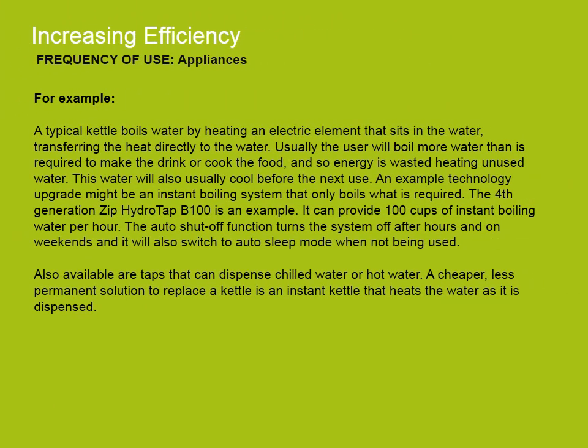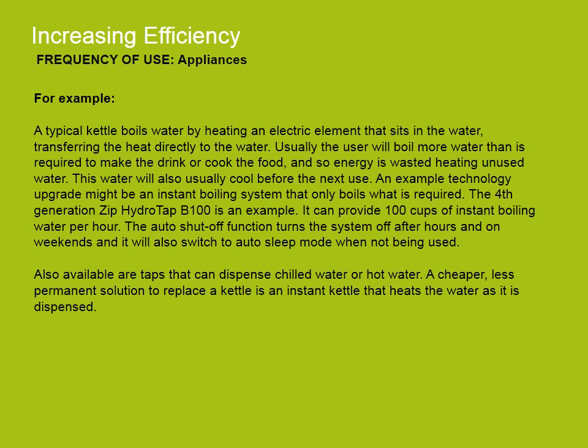For example, a typical kettle boils water by heating an electric element that sits in the water, transferring the heat directly to the water. Usually, the user will boil more water than is required to make the drink or cook the food, and so energy is wasted heating unused water. This water will also usually cool before the next use.